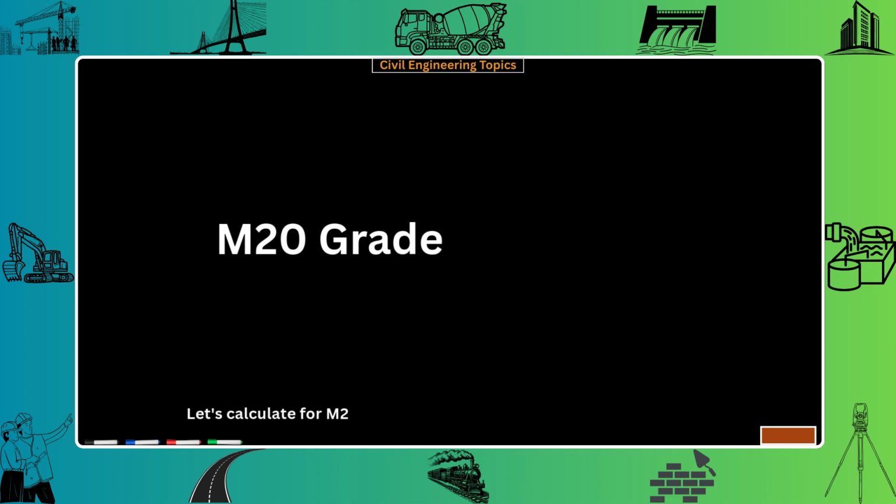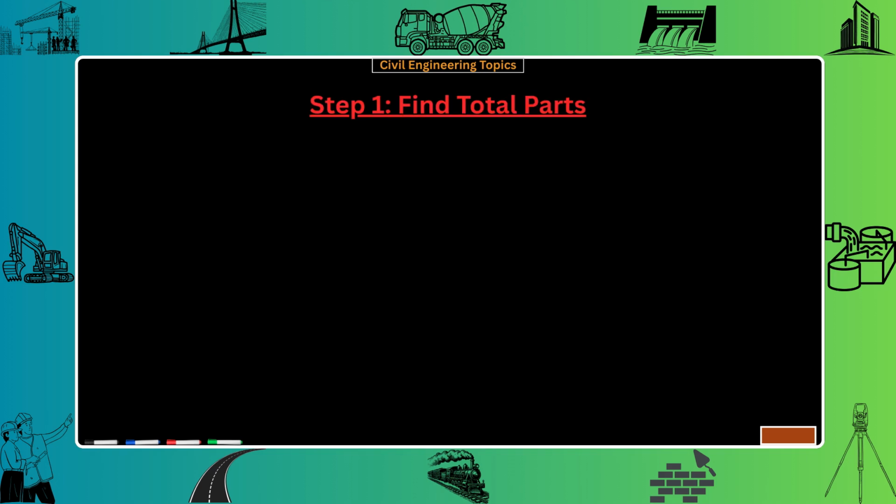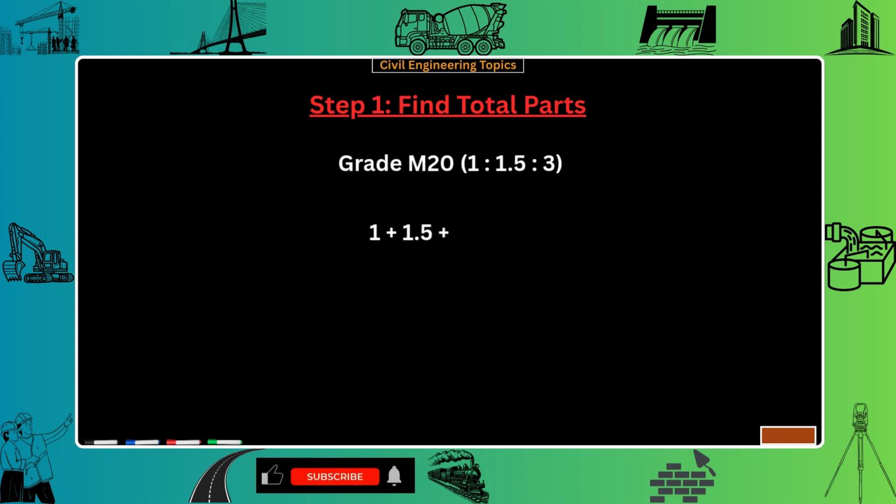Let's calculate for M20 grade concrete, which is standard for slabs and beams. The ratio is 1:1.5:3: 1 part cement, 1.5 parts sand (fine aggregate), 3 parts aggregate (coarse aggregate). Step 1. Find total parts. 1 plus 1.5 plus 3 equals 5.5.